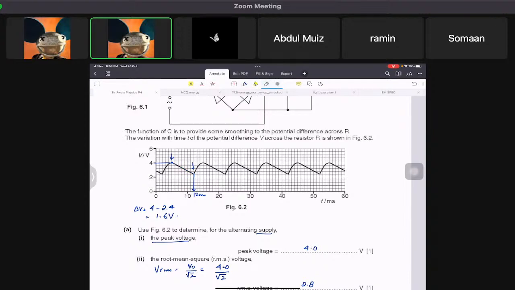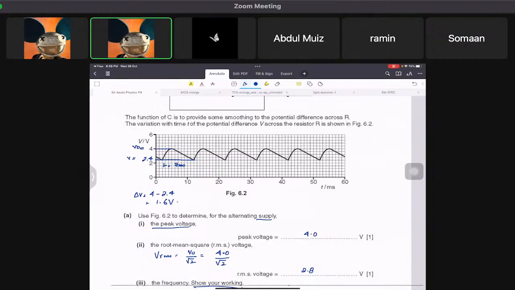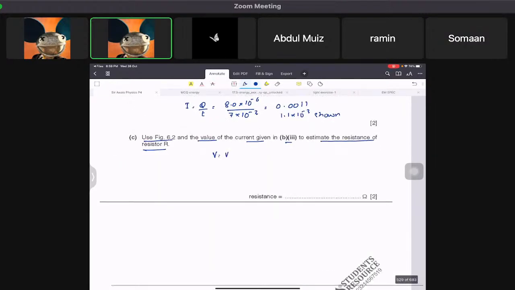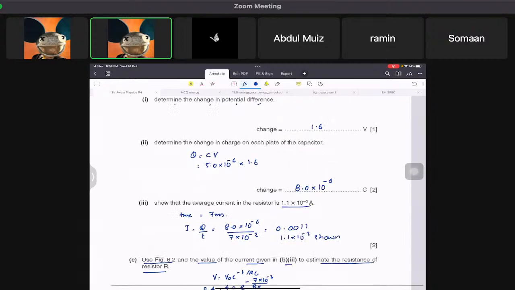The voltage basically goes from 4 to this point, which is 2.4, in 7 milliseconds. So you got the time, you got the voltage. So the peak voltage was V naught, this was V. So we can use the formula, right? We could say, okay, V is equal to V naught e to the minus t over RC. Now what you're going to do is, V was 2.4, V naught was 4, t was 7 times 10 raised to power minus 3, and R is what we need to find, and capacitance was, I think, 5 microfarad.